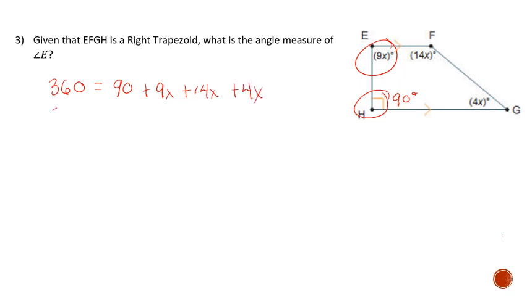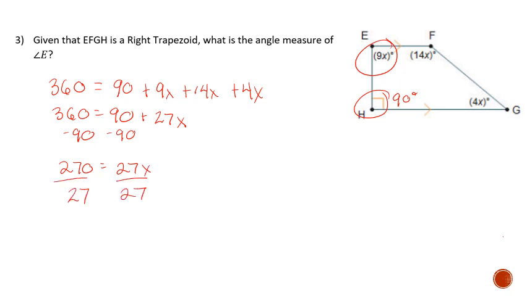We want to combine like terms in order to figure out what x is. So 9x plus 14x plus 4x gives us 27x. The next step is we want to subtract 90 in order to work on getting x by itself. We'll have 270 equals 27x. You divide by 27, and we'll have 10 equals x.